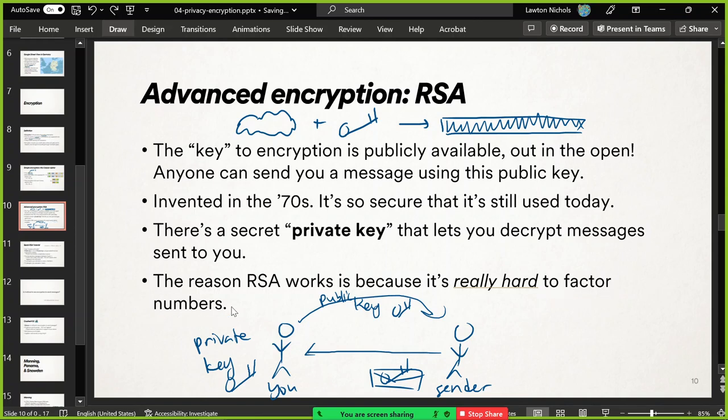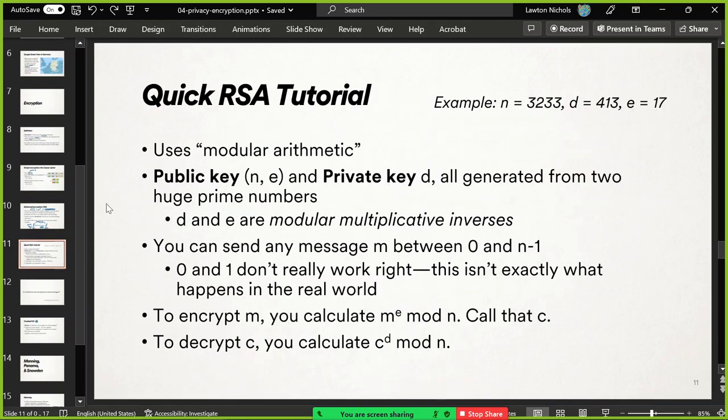And so the reason RSA is unbreakable for large enough numbers is, one, because we don't have quantum computers that work yet. And two, because it's very hard to factor numbers. Okay. So let me show you RSA in a nutshell. You'll have to wait till CSCI 26 to fully learn it. But let me just make up some stuff.